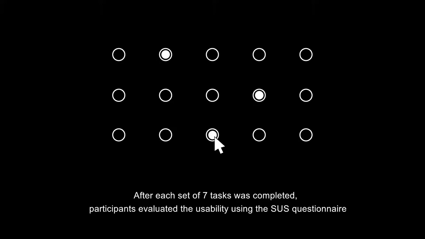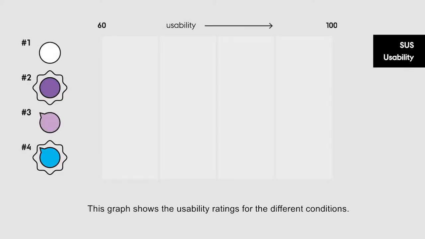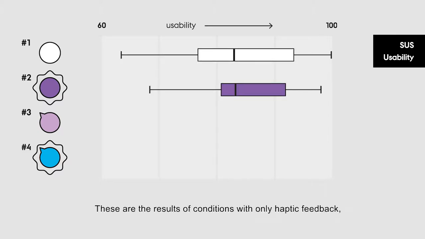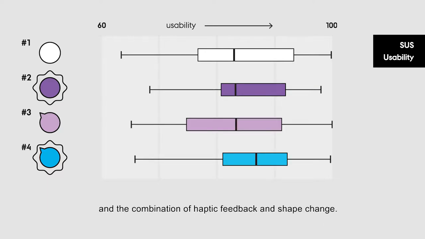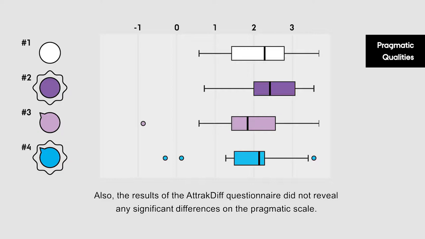After each set of 7 tasks was completed, participants evaluated the usability using the SIGCHI questionnaire and their experience using the AttrakDiff questionnaire. This graph shows the usability ratings for the different conditions. All results were similar to the baseline condition, circular knob shape without feedback. These are the results for conditions with only haptic feedback, only shape change, and the combination of haptic feedback and shape change. Also, the results of the AttrakDiff questionnaire did not reveal any significant differences on the pragmatic scale.